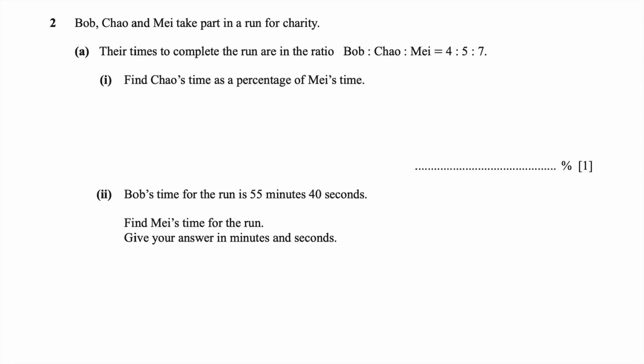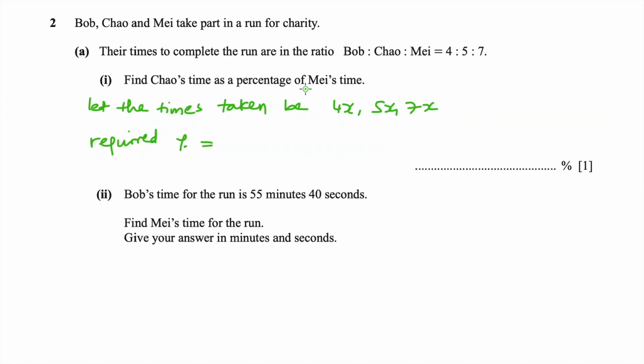Okay, so let the times taken be 4x, 5x, and 7x. So therefore, the required percentage will be equal to Chow's time, 5x, divided by May's time, 7x, into 100%.